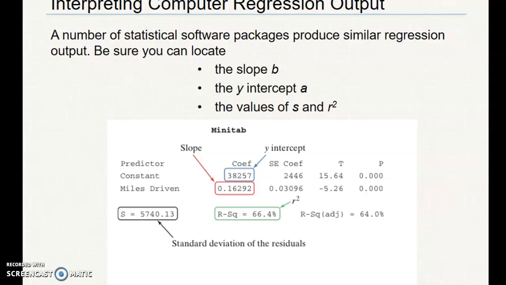And then your standard deviation for the regression line. Remember, this is for the regression line. The standard deviation on this one is how far away are we typically from our regression line? How far away is our y? And then we have r squared, which is 66.4%.